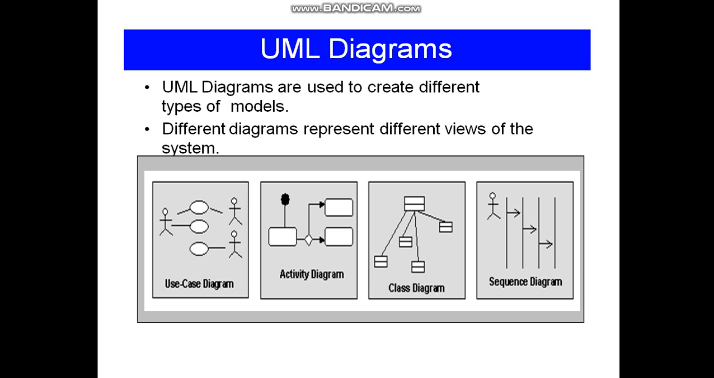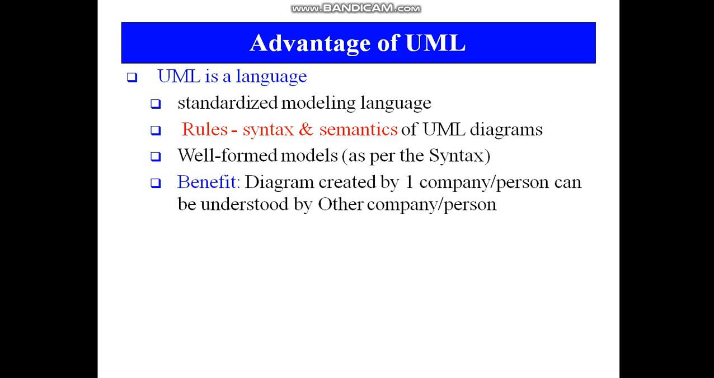UML diagrams are used to create different types of models. The different diagrams represent different views of the system. The use case diagram shows the relationship between actors and use cases. The activity diagram shows the real-time runtime activity performed by particular users. The class diagram represents the class name, its attributes and its methods or operations, and its relationships with the help of different types of links such as aggregation, association, composition, dependency, and realization. And the sequence diagram indicates the flow of objects in two directions.